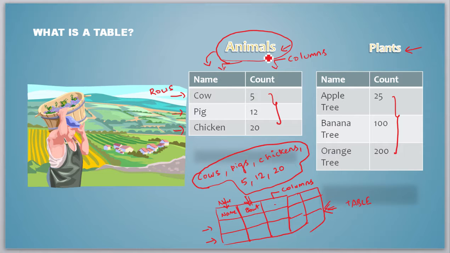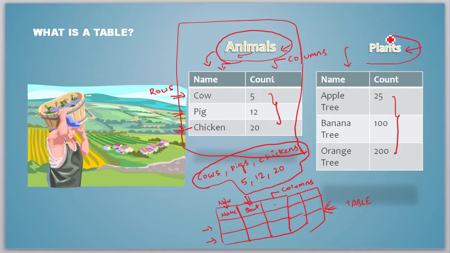Just the way that Mr. McDonald wrote, he took a piece of paper. Let's imagine this as a piece of paper. That's one piece of paper, and this is another piece of paper, and we are just going to call it table animals with columns name and count, and with 3 rows. Like that, this would be another table, plants, with how many rows? 3 rows. How many columns? 2 columns. That's the structure of the table.